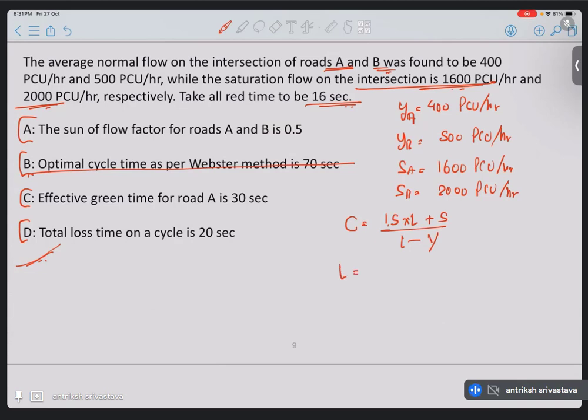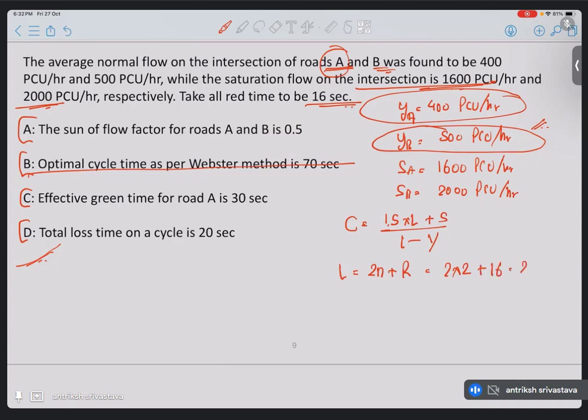No specific information is given to us regarding the loss in each phase of the traffic. So we are going to take the conventional formula, that is 2n plus R. Since we have two roads and two flow informations, we are going to assume there are two phases. So 2 into 2, n is equal to 2, plus R is 16. So we have here 20 seconds.